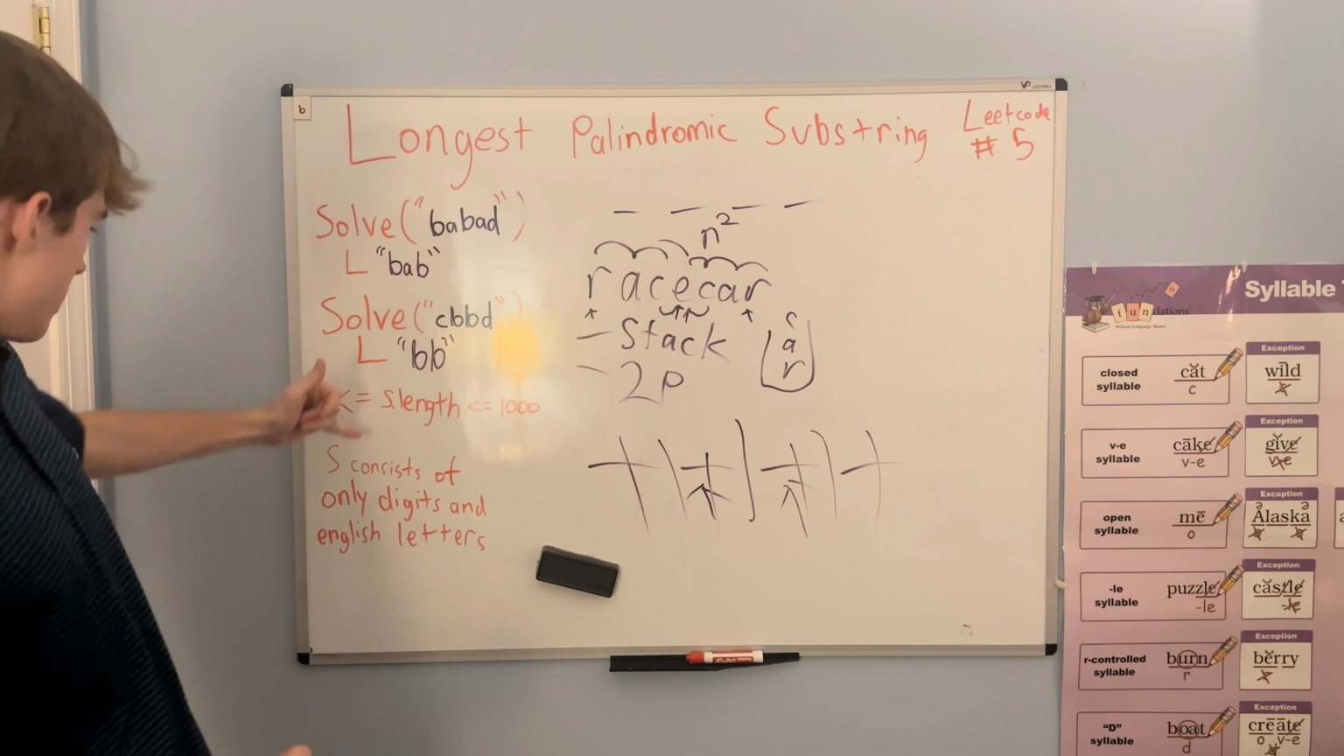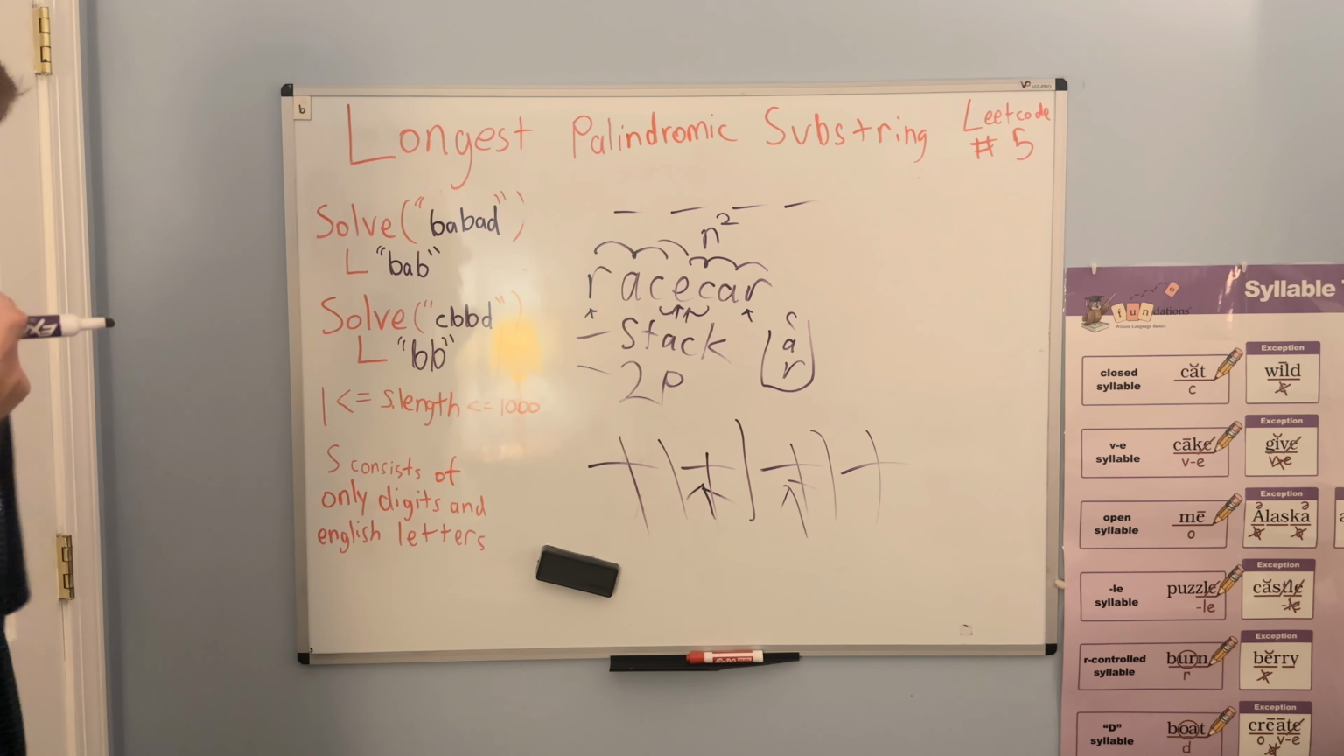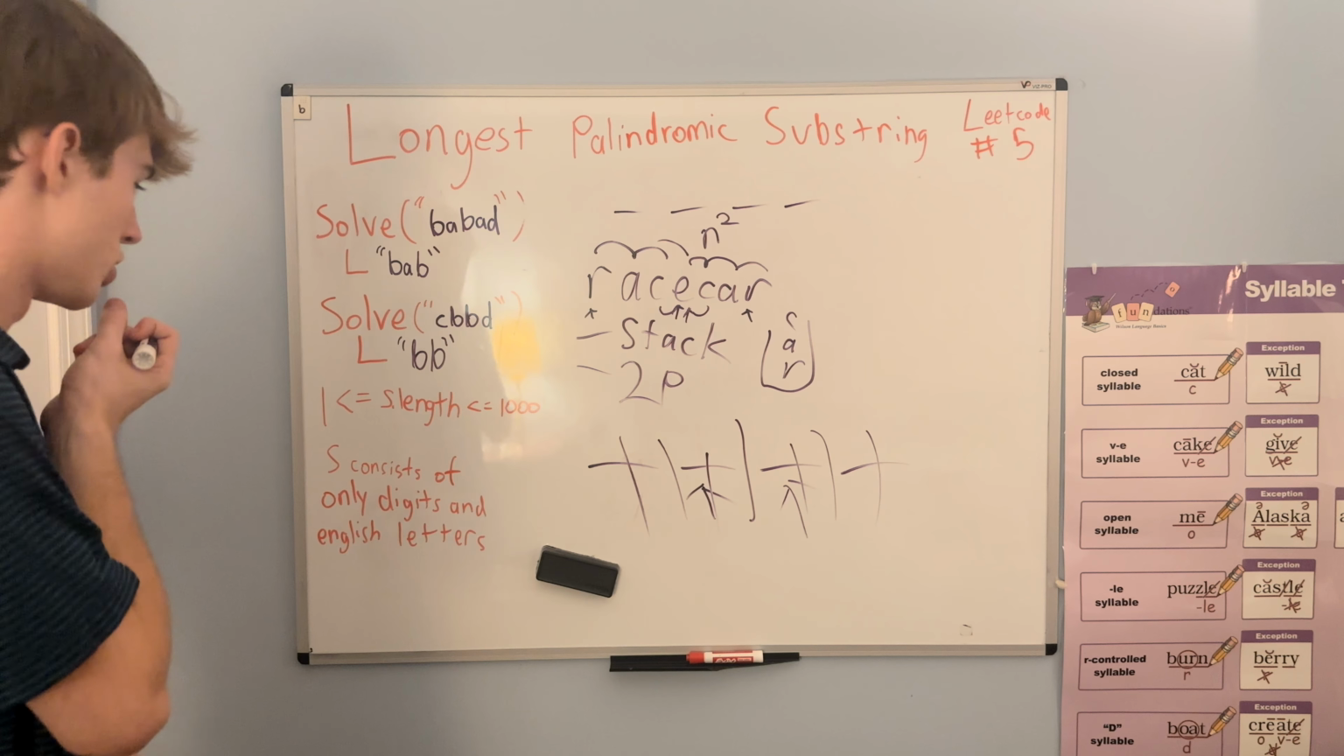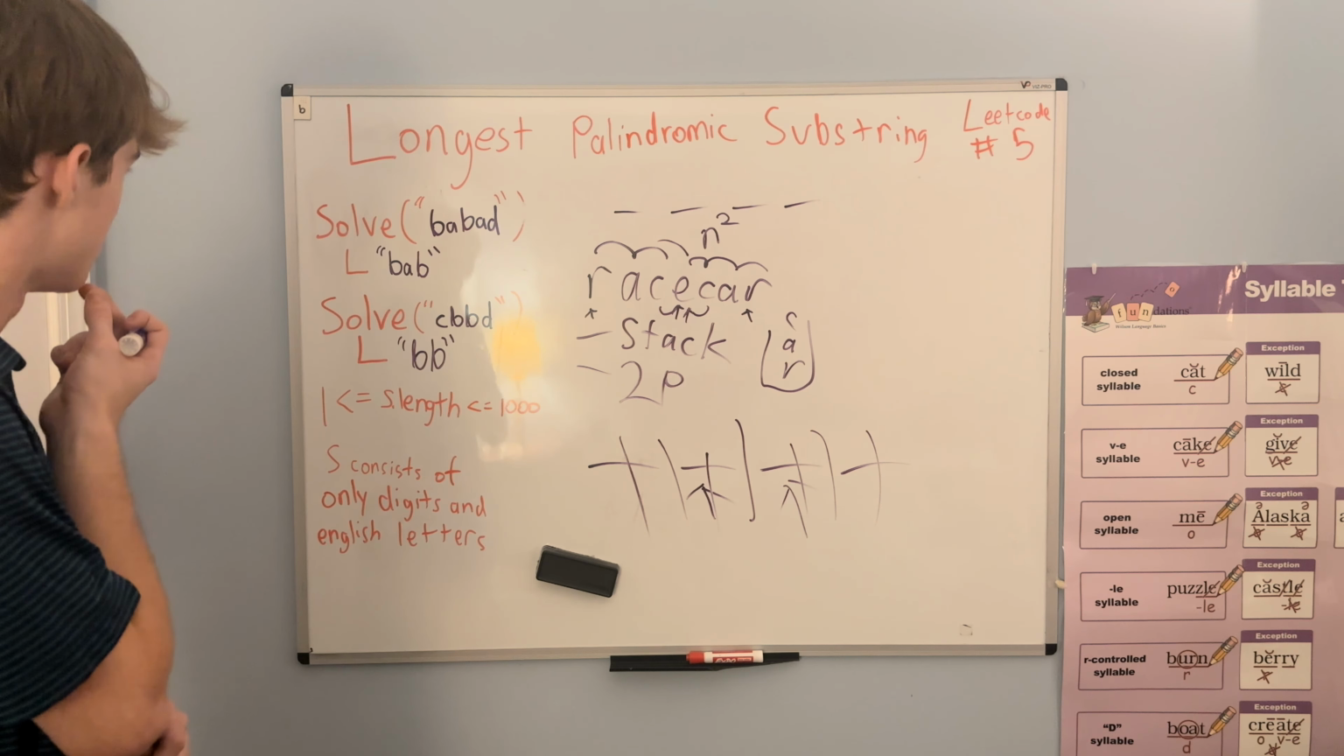Does it work for this? Okay, yeah, it doesn't really matter if they're digits or letters. In fact, it doesn't matter what they are. We're just comparing the two sides. So we're not really storing much either. Okay, I mean, is there any way to solve this faster?